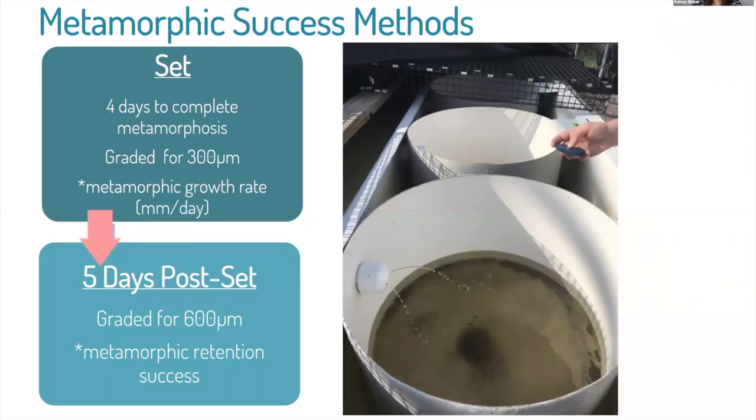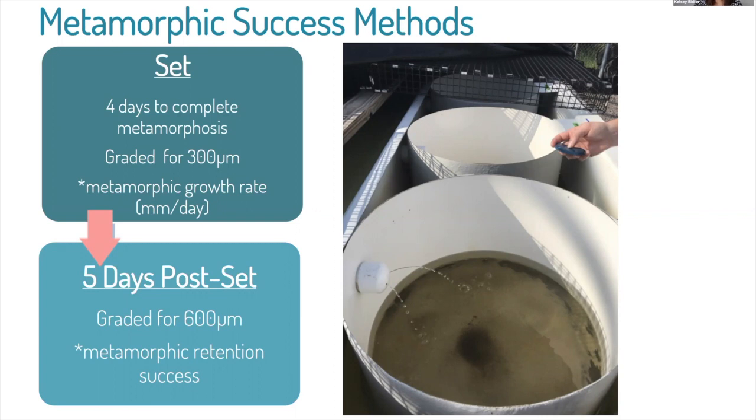So each day, the larvae retained on that 200 micron screen, the eyed larvae, were stocked in 3 silos at 300,000 per silo in a downwelling system, and we gave them 4 days to complete metamorphosis. On that 4th day, the spat were graded on a 300 micron screen and then placed in our upwelling system.